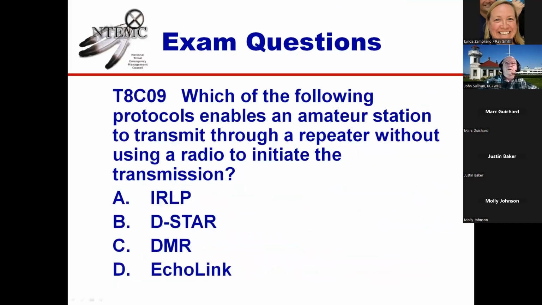Which of the following protocols enable an amateur station to transmit through a repeater without using a radio to initiate the transmission? Remember, we talked about IRLP and Echolink. Echolink's the one that requires the computer. Echolink. Doesn't require, but it can be done with a computer.